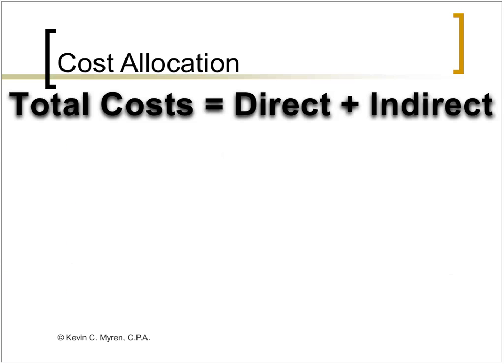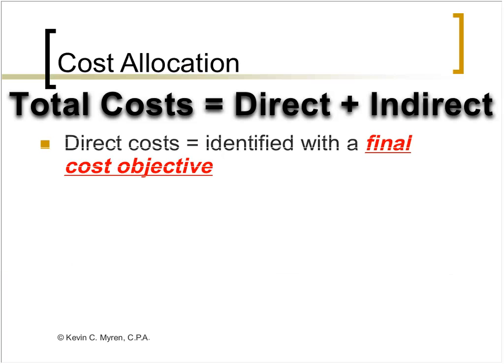Total costs for a federal project equal direct and indirect costs. Direct costs are actually pretty easy, and we're not going to spend much time talking about those today, but direct costs are costs that you can identify with a final cost objective. In other words, if it's a weatherization program, the cost of the person who does the weatherization or the weatherization supplies, those are direct costs. For CSBG, it might be a case manager that is a direct cost to that program. For LIHEAP, the direct cost might be such things as the actual supplement or the support to the participant.